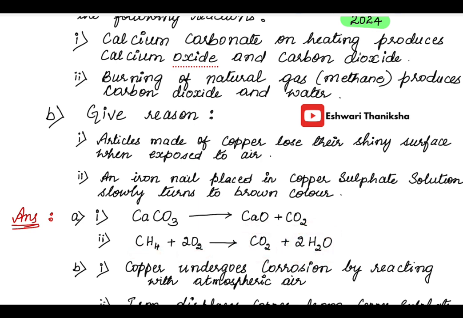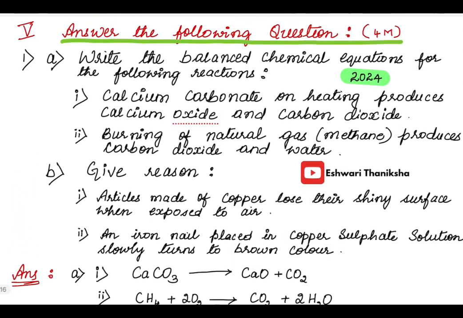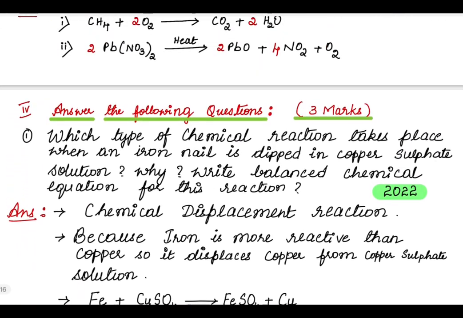Next, give reason. Articles made of copper lose their shiny surface when exposed to air. It is because copper undergoes corrosion when it is exposed to air containing moisture. Next question. An iron nail placed in copper sulfate solution slowly turns brown. Why? Because iron displaces copper from copper sulfate solution and copper gets deposited. Therefore, it turns brown. So these are the important previous year questions which you have to revise.